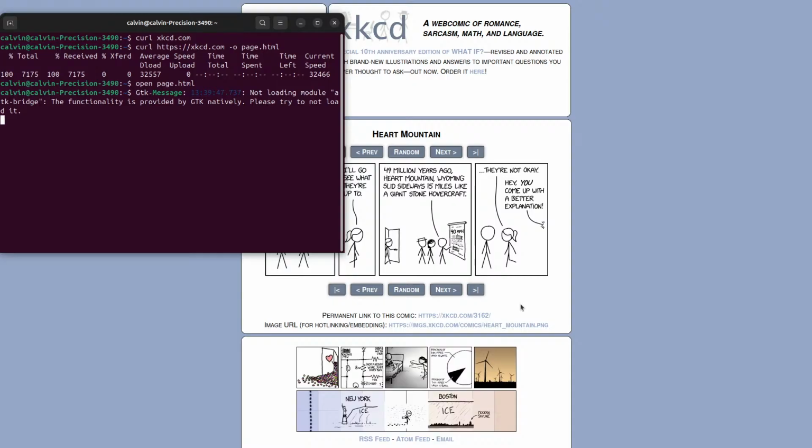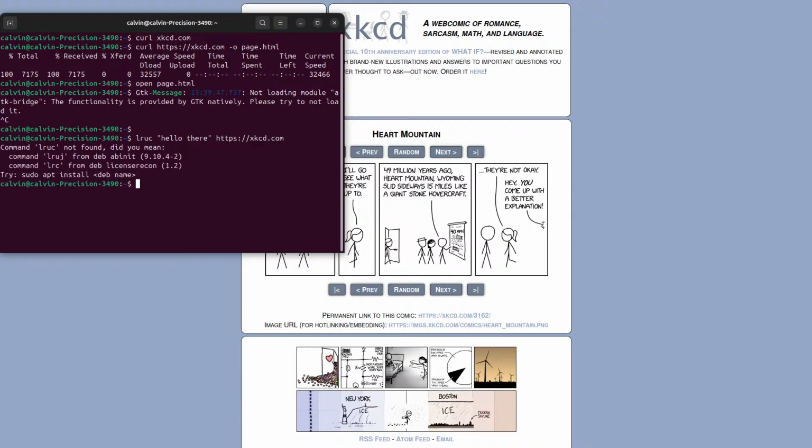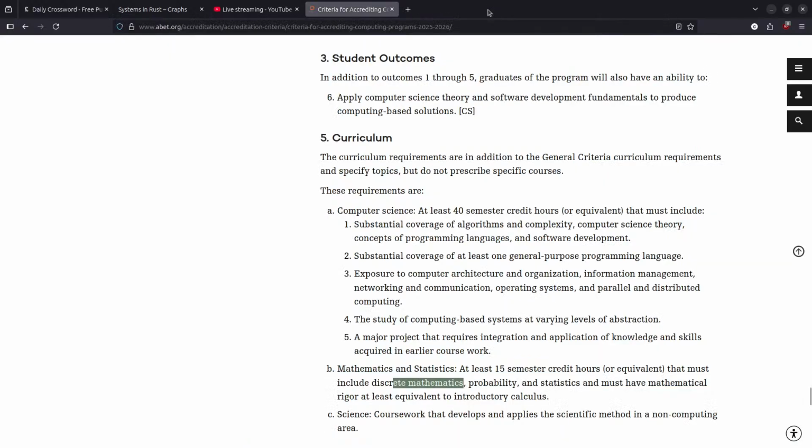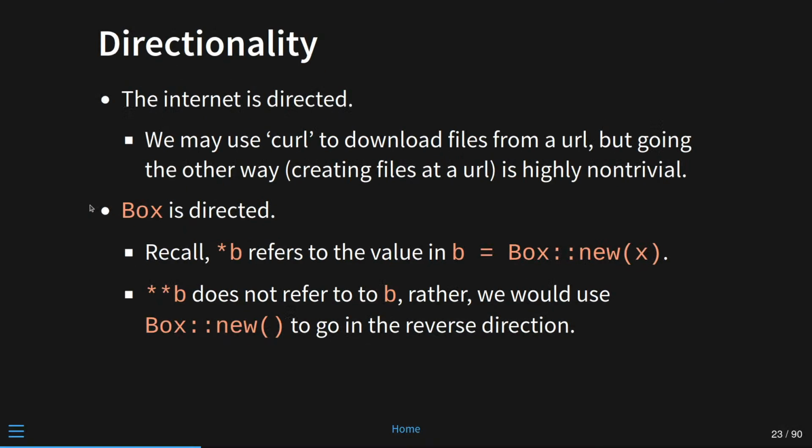It is relatively difficult to put things onto the internet. For example, there's no isolated command I can say, like curl hello there https://xkcd.com. I cannot just post something to the internet by saying curl backwards, right? It requires setting up a server. Sometimes I have to pay someone money, either someone that is hosting the server or the power company. It's emotionally exhausting.